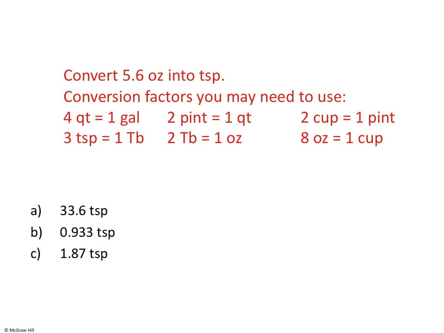All right, so why don't you try this? Convert 5.6 ounces into teaspoons. And then here you have conversion factors. So you might get something like that from me. You're given 5.6 ounces. And then you've got to have your plan. We want to end up with teaspoon, TSP. That's a tablespoon. This is teaspoon. Okay, so we want to end up here.